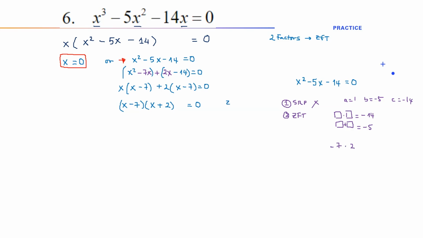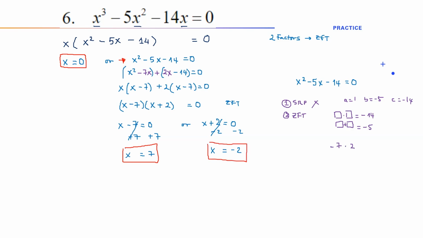Now we can use the zero factor theorem. x minus 7 equals 0, or x plus 2 equals 0. We add 7 to both sides, and we have x on the left hand side equals 7. Or we subtract 2 from both sides, that's 0, and we are left with x equals negative 2. So we have 3 solutions for this equation, because the highest degree is 3, so that makes sense.